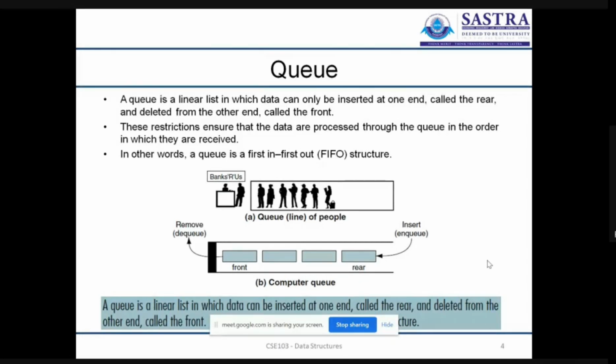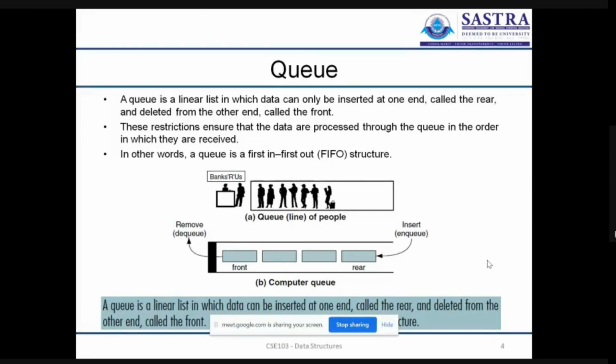After paying the fees, the first person is removed from the queue, then the next person goes to the fees counter, pays the fees, and is removed from the queue. So the removal happens at the front, and the addition of elements, or data, or people happens at the rear. So these are the two ends. In a stack, addition or deletion happens at only one end. In a queue, addition and deletion happen at the rear and front.